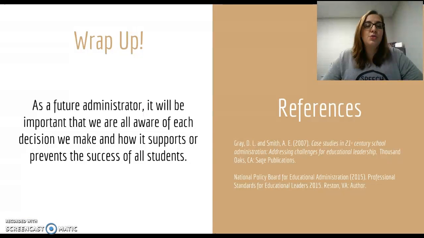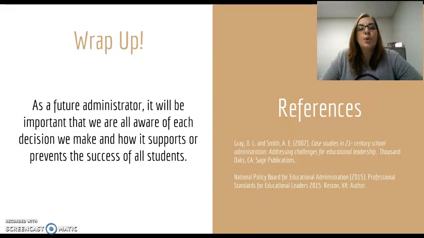So as a future administrator, I think it's important that we are all aware of each decision we make and how it supports or even prevents the success of all students. Doing these case studies is a nice way to problem solve through situations that we may come up with in the future. And I think that'll do it. So there's my references here. I just used the case study, and then I also referenced the professional standards for educational leaders.